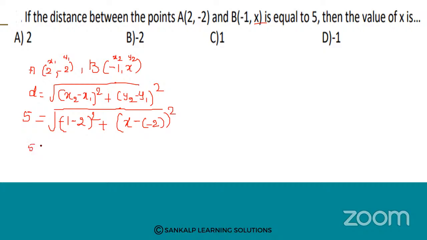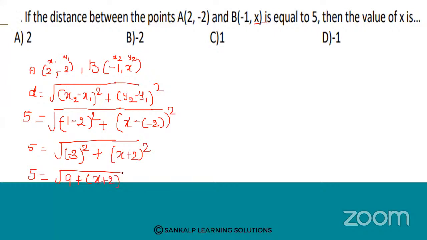Okay. Next, 5 is equal to square root of (-1 - 2) whole square. Here minus into minus is plus, which means we have to add these two numbers. It becomes -3 because the bigger number is 2 and the sign is minus, so we put minus here. (-3) square plus, minus into minus plus, (x + 2) whole square. Right? Now 5 is equal to the square root of 3 square, which is 9, plus (x + 2) whole square.